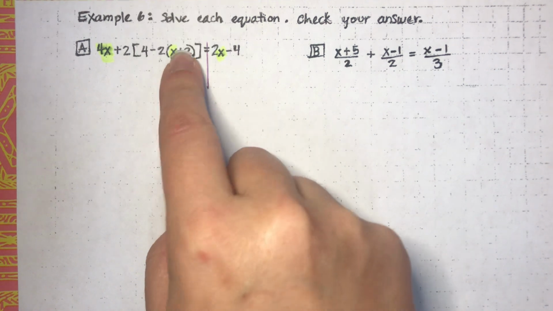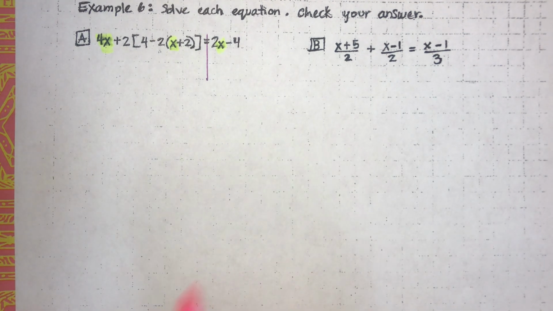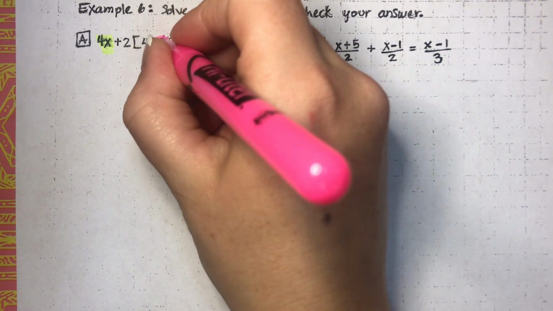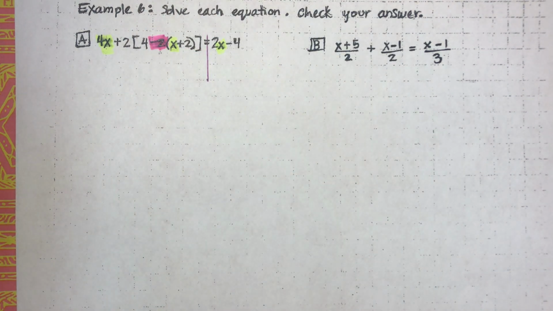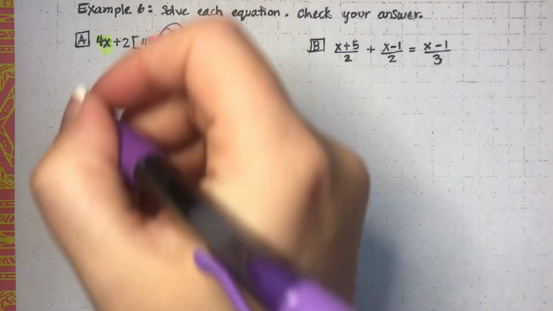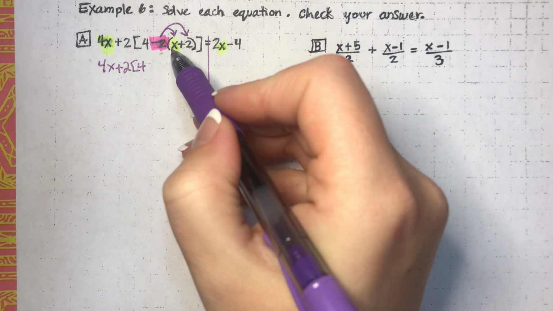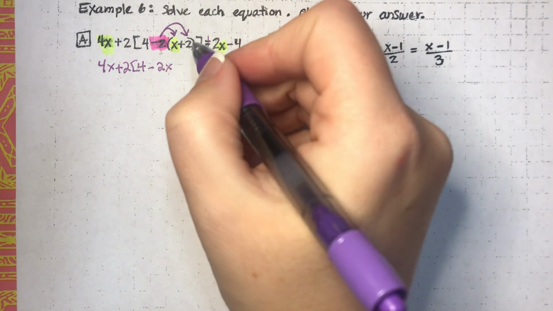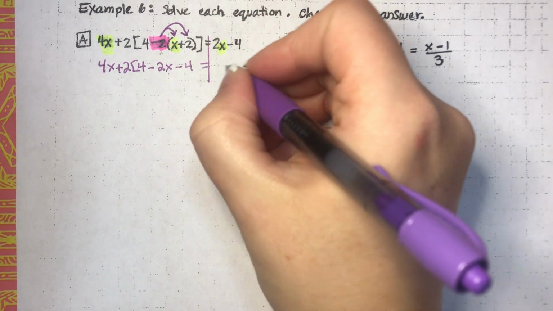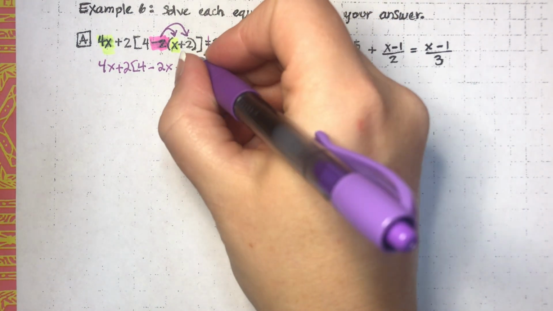Okay, but we have to do the inside one first. So we have to distribute. Now, what number are we going to distribute to both things? Do you remember? We are going to distribute not only that 2, but also the negative in front of the 2. That is a negative 2. So we distribute that negative 2 to both things, the x and the 2. We rewrite all this: 4x plus 2, bracket 4. Negative 2 times x is negative 2x. Negative 2 times a positive 2, a negative times a positive is a negative, and 2 times 2 is 4. Equals, we just rewrite this, 2x minus 4. Oh, I forgot the bracket right here.